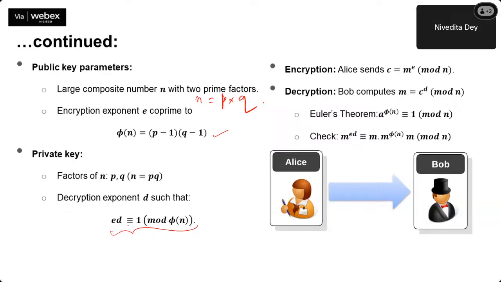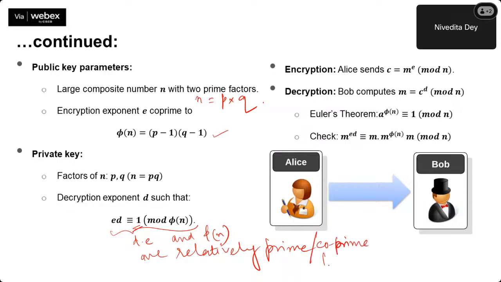In this way we compute the term d times e, which has to be 1 mod phi(n). That is, their GCD has to be 1, so e and phi(n) have to be relatively prime, or co-prime, to each other. Then this is the encryption and decryption step.